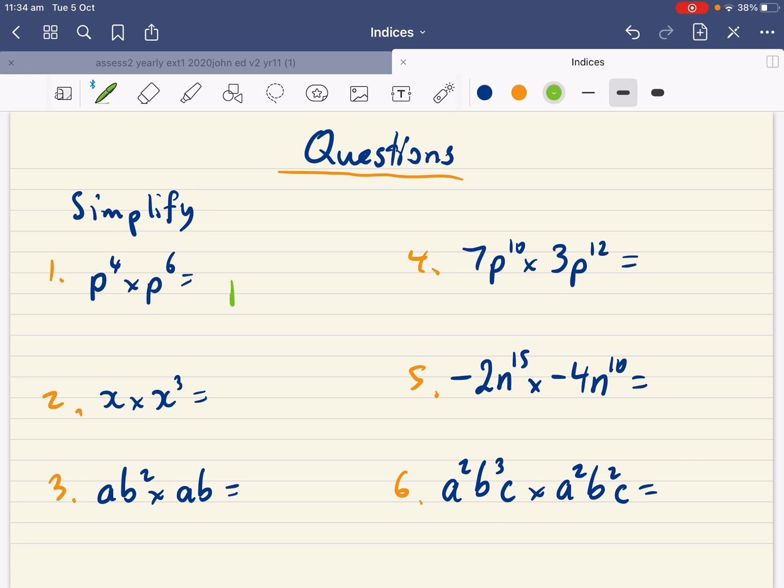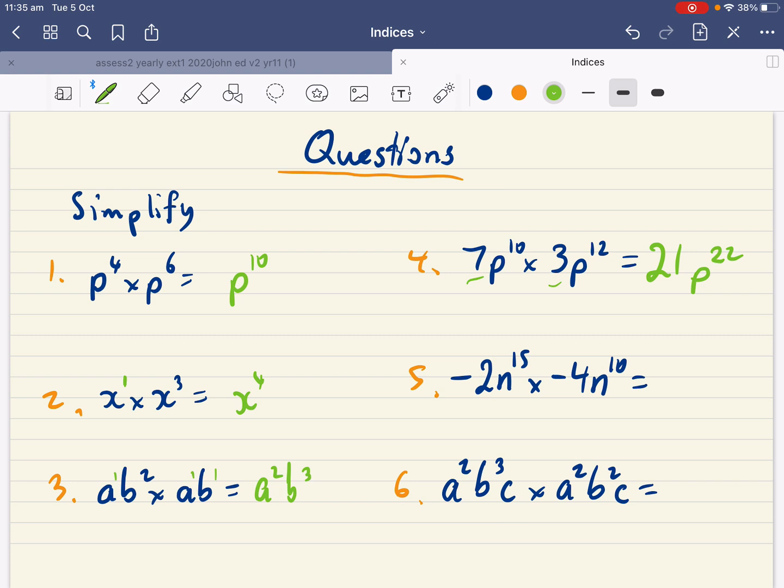And so the first one, you should have had a p to the 10. The second, you should have had an x to the 4. The third one, you should have ended up with a times a, so an a squared and a b to the 3. This next one here, you had normal 7 times a normal 3. Hopefully you had just a normal 21 out the front and a p to the 22 at the end.